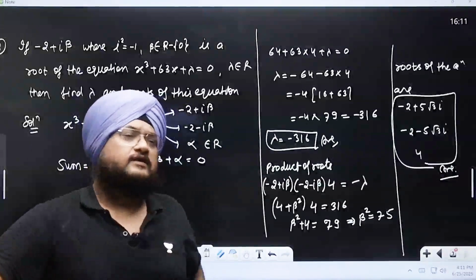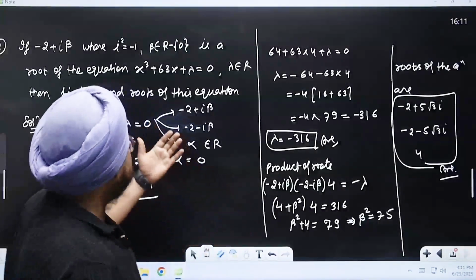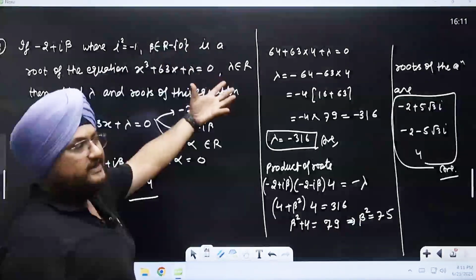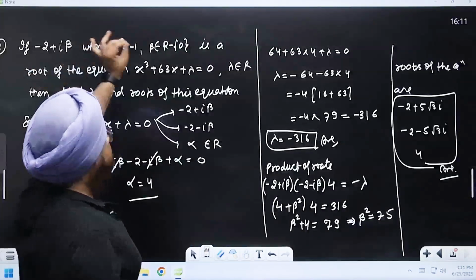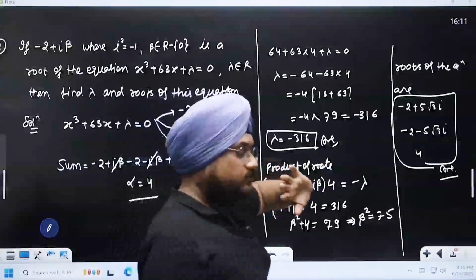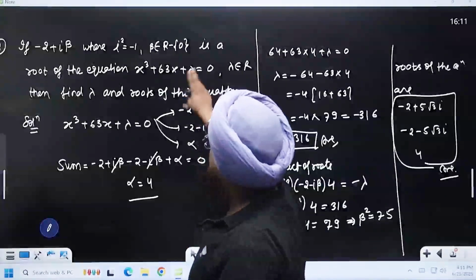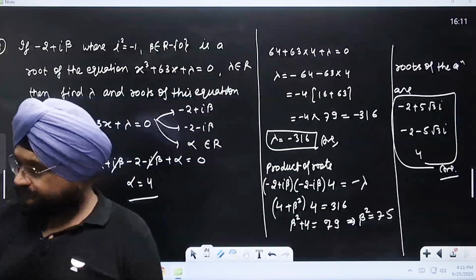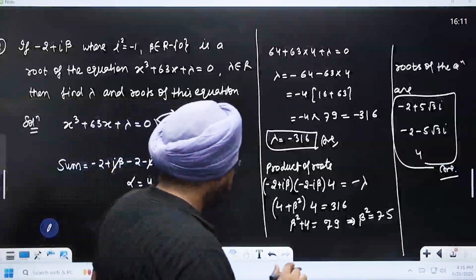Okay. So we simply use the concept that if the coefficients of a cubic equation or any n degree equation are real, then if p plus iq is a root, then p minus iq is also a root of that equation, where p and q are real numbers and all the coefficients are real. Okay, let's move forward to another problem.